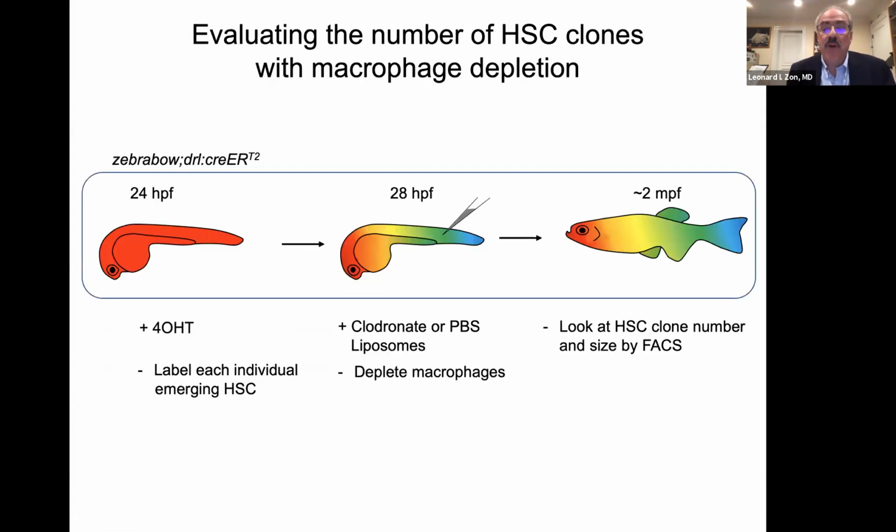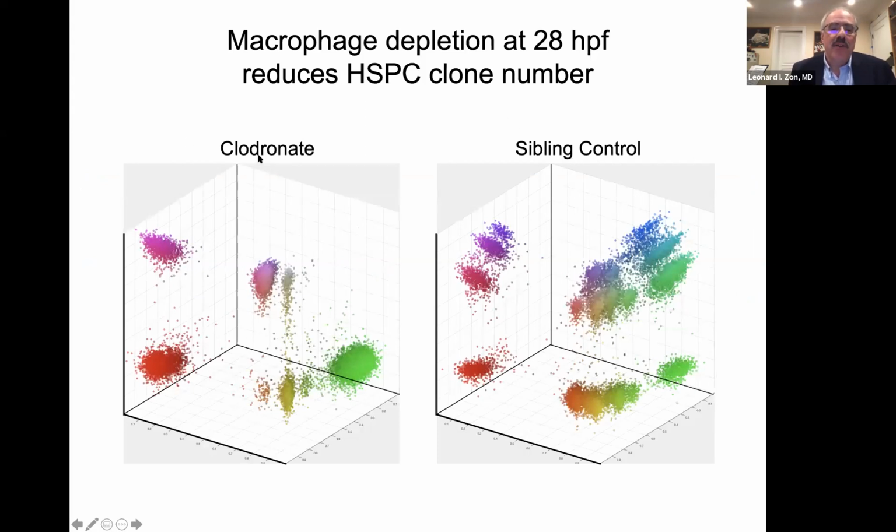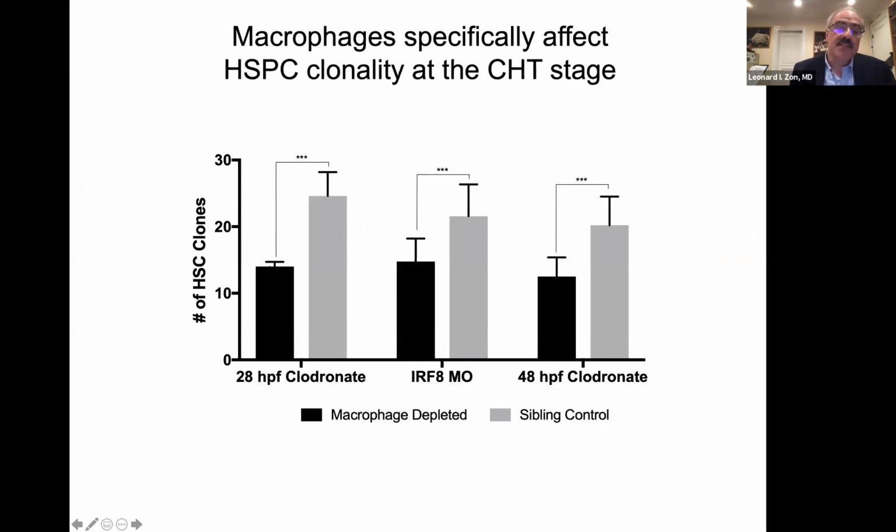But when we use our color barcoding, we see something quite remarkable. So again, here we used the colors, we gave clodronate, and then we looked at stem cell number. It turns out if you delete the macrophages, you get half the number of stem cell clones compared to a sibling control. And you can see here, normally we have about 25 colors. With clodronate, you reduce it to about half. If you use the IRF8 morpholino, you also reduce it to half. And even if you give the clodronate later, well past the birth of the stem cells, you have this clonal dominance here as a result of probably having a deficit of divisions of stem cells.